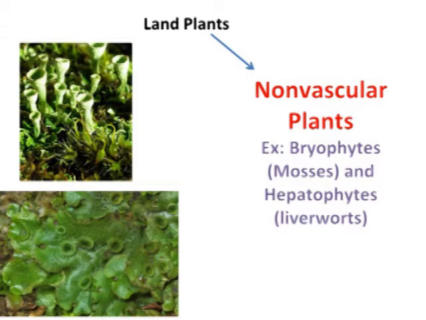Today when we usually talk about land plants, we are normally referring to vascular plants. But these were not the first plants to inhabit planet Earth. The earliest plants actually had no vascular tissue, so they could not transport water or nutrients. Non-vascular plants are split into three phyla. The first one is bryophytes. These are your mosses.